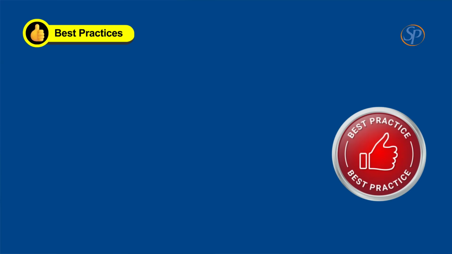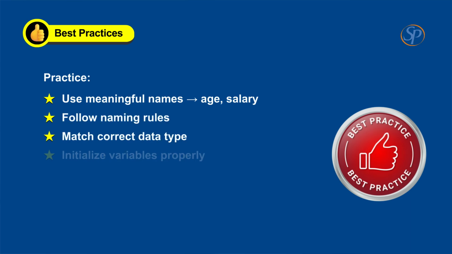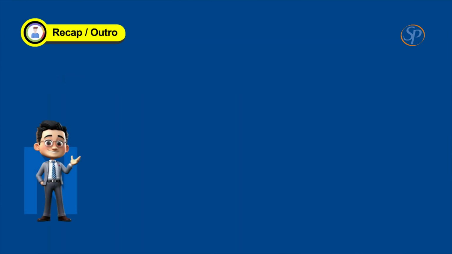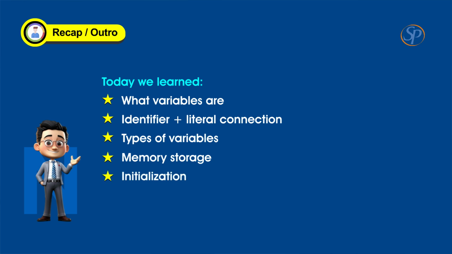So this is the end of the code part. Now we will see the best practices. Use meaningful names like age, salary. Follow naming rules. Match the correct data type. Initialize variables properly. So today we learned what variables are, the identifier plus literal connection, types of variables, memory storage, initialization, and common mistakes.